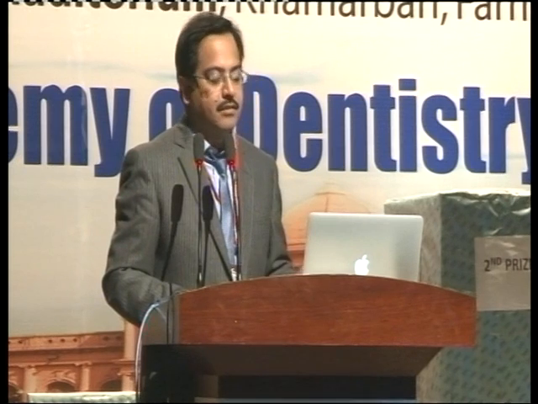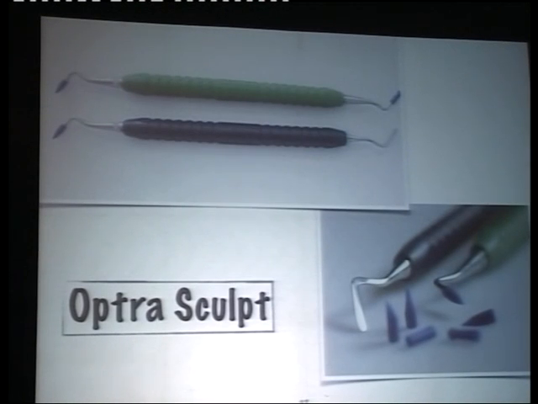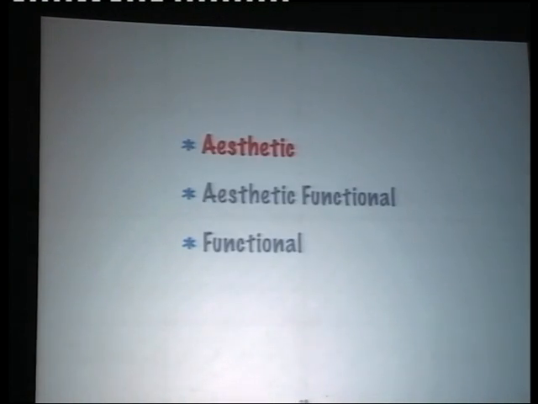This is the light that I use, Bluephase C8. It gives me 800 milliwatt per centimeter square, and it covers all the spectrum. These are the materials that I use, some of them which make my life easy. These are the polishers. And now let's go into the cases.